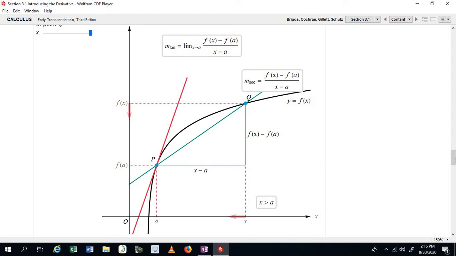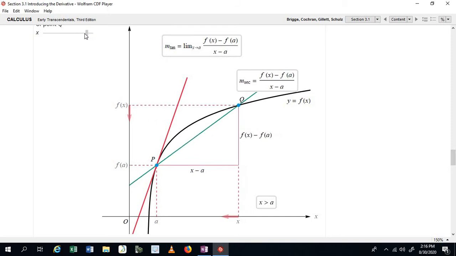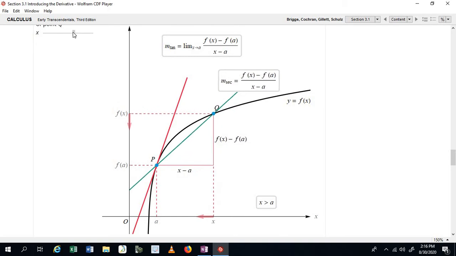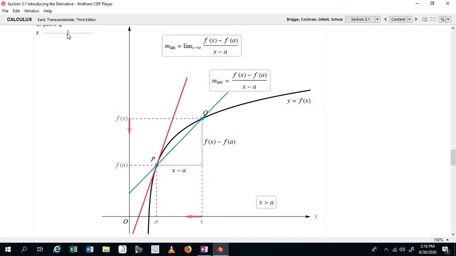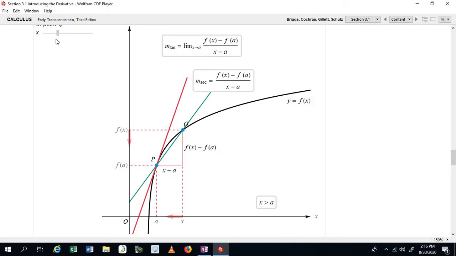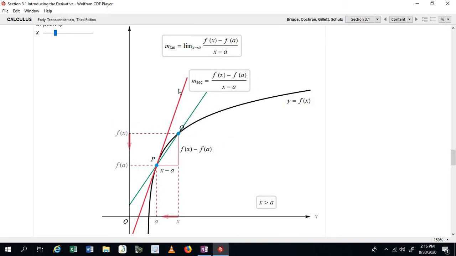Okay, so let's see if we can't sort of figure out what that would be. So we're going to let x get closer to A, and you can see as x is getting closer to A, our secant line is beginning to change a little. And you can see the slope of the secant line is changing. In fact, the secant line is beginning to approach this other red line, which by the way is called a tangent line.